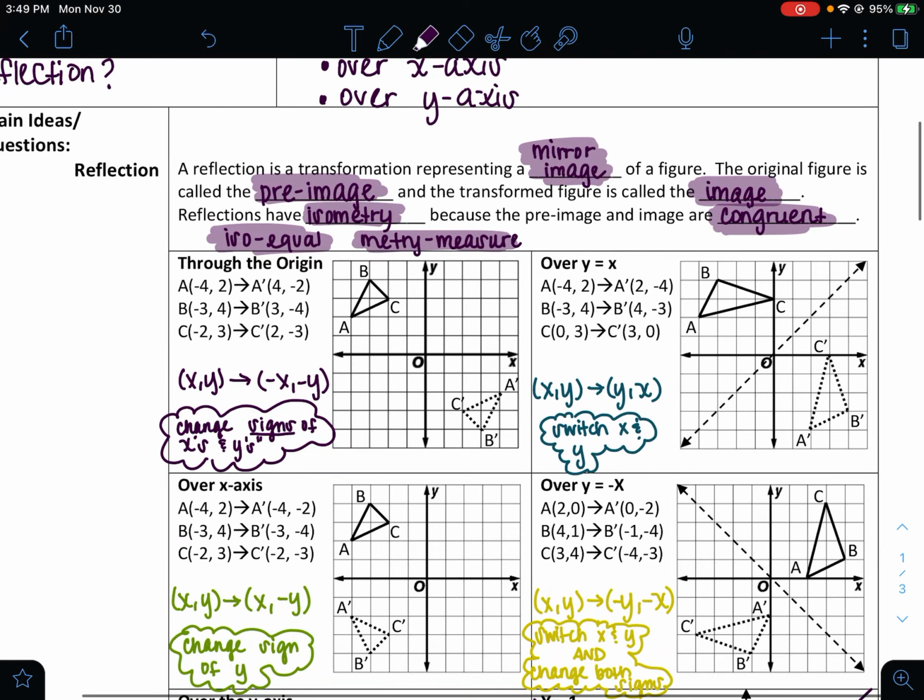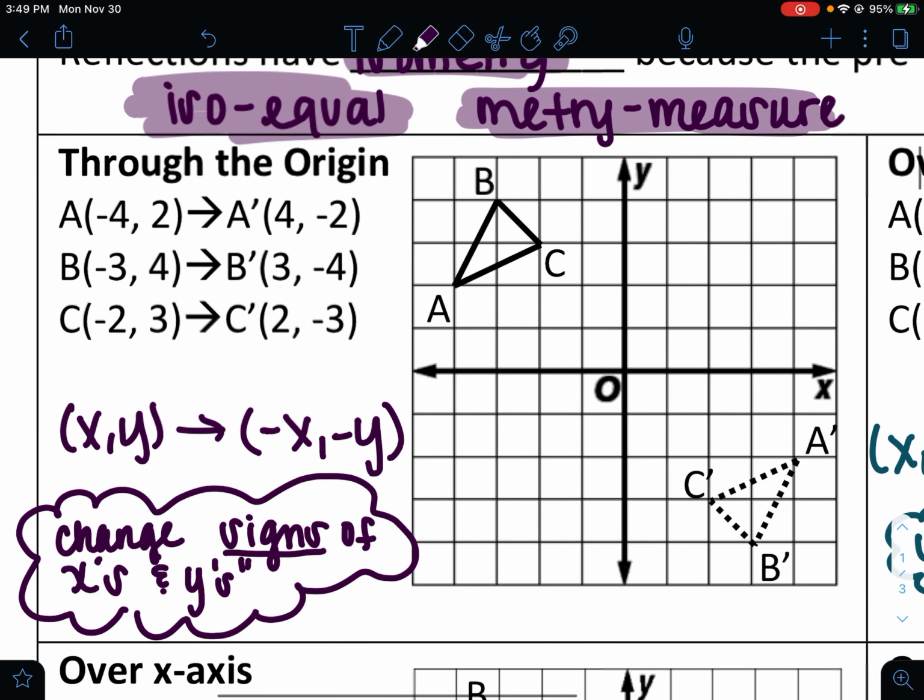Okay, so let's look at the most common reflections. We have through the origin. When you reflect through the origin, let's take a look at what happens to the actual numbers. Point A has -4, then A prime is +4. B is -3, B prime is +3, C is -2, C prime is 2. As you can see, all the numbers stayed the same except the sign changed. The sign was negative, now it's positive.